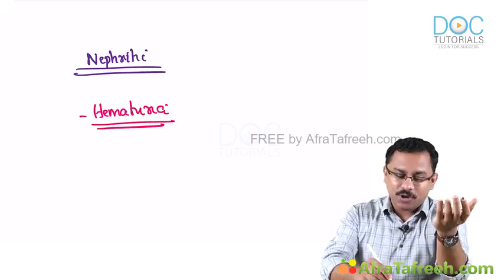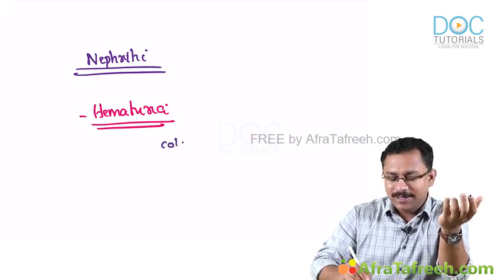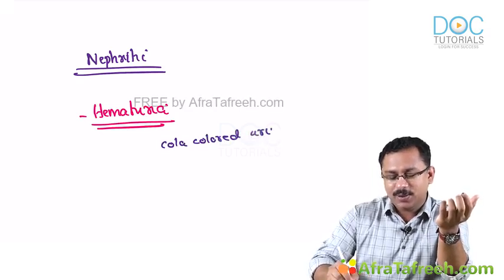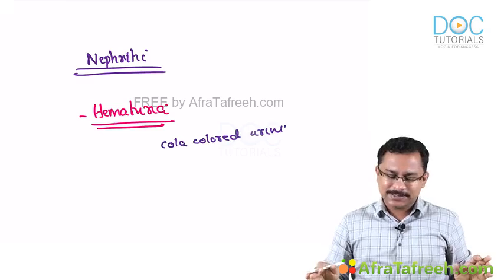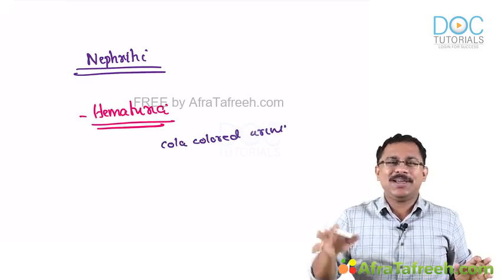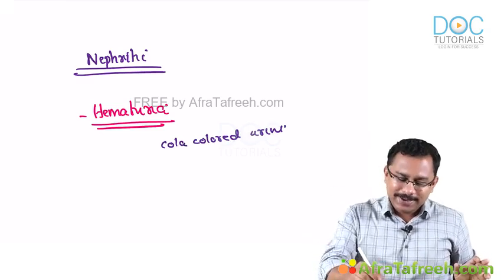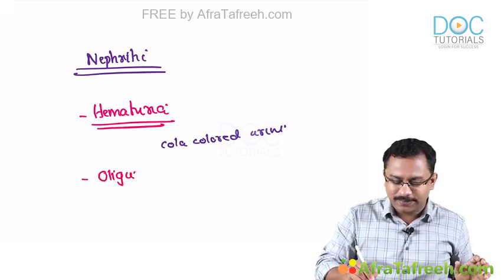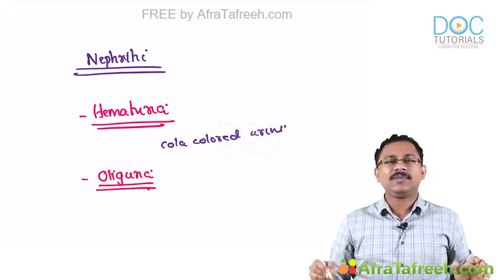Somebody might have cola colored urine. So it again depends, you can have varied presentations. So one is the hematuria presentation. Now second, you can have oliguria associated with glomerulonephritis.